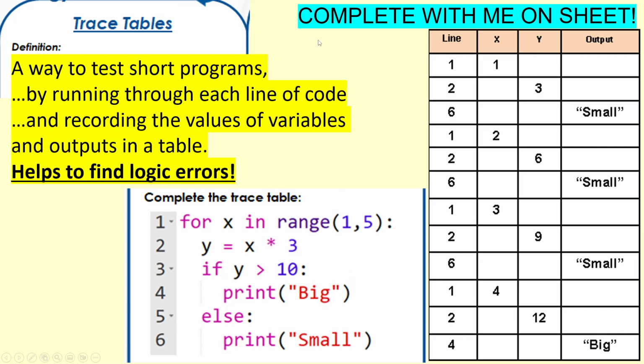Checking your answers on your sheet, making sure you understand what we have done. Replay that if you need to understand.